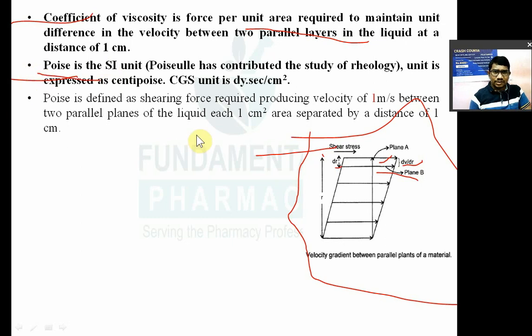Now poise is defined as the, that is nothing but the same thing. Poise is also defined as whatever the definition of viscosity is, the same definition is there for poise. So it is defined as the shearing force required to produce a velocity of 1 meter per second, okay, in two parallel planes of liquid of each 1 centimeter square area at a distance of 1 cm.